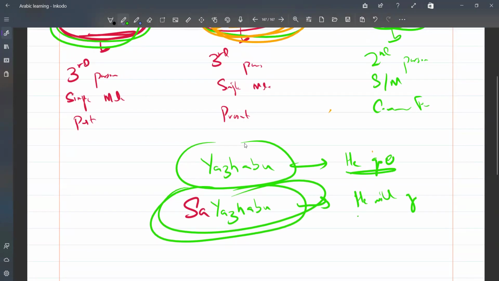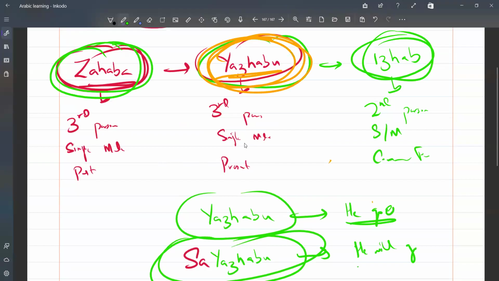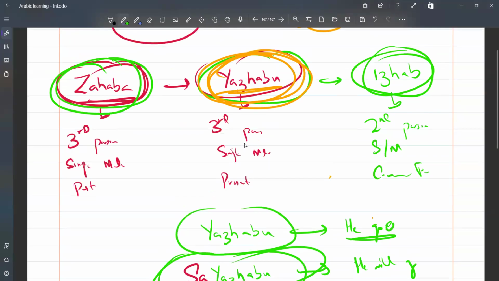So I hope that you get the idea of how verbs work in Arabic. Obviously, there's a lot of depth in the verbs, but after this video, after this course, you will get an idea of how to speak verbs correctly in sentences, right?